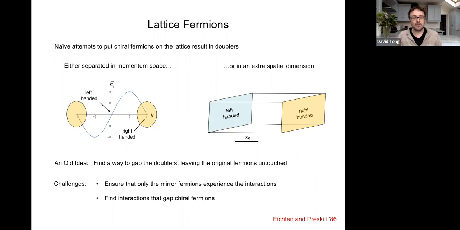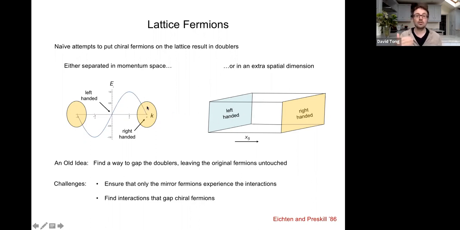Now, there's some issues with this. There are 2 obstacles you have to overcome. The first obstacle is how do you make sure that the interactions are only felt by 1/2 of the fermions, just the fermions at the edge of the Brillouin zone, or just the fermions on one edge. And the second obstacle, which is the one I'll focus on in the last couple of minutes, is how do you design interactions that do what you want to do? Where what you want to do is give a mass to all these fermion doublers, but do it without breaking the gauge symmetry that the fermions at the origin of the Brillouin zone feel, without breaking the gauge symmetry that these guys feel.